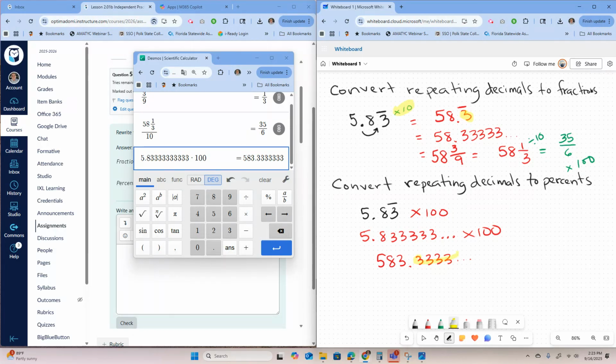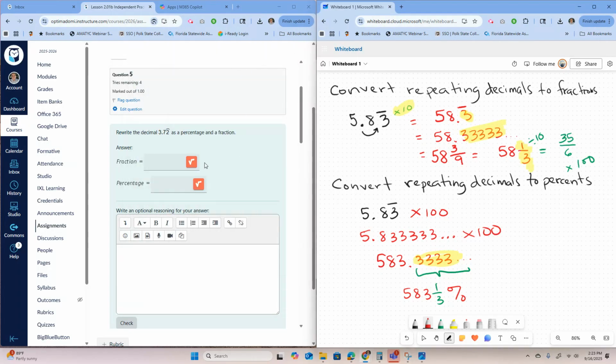However, this section here, 0.33333, repeating forever, it's the same thing as I got up here, which is the same thing as 1/3. So all of this here is the same thing as what we got before, 1/3. And then I can write the whole number, 583, in front. And then because I made this into a percent, I'm going to put the percent sign. And that's the answer for problem number 5.